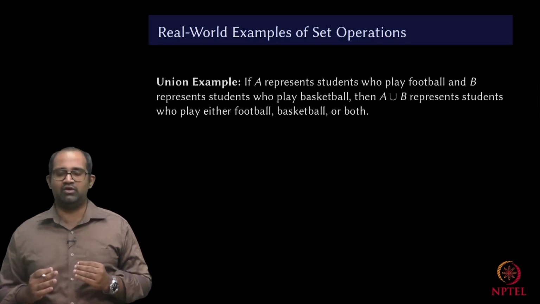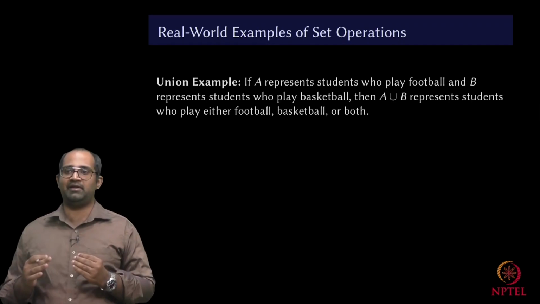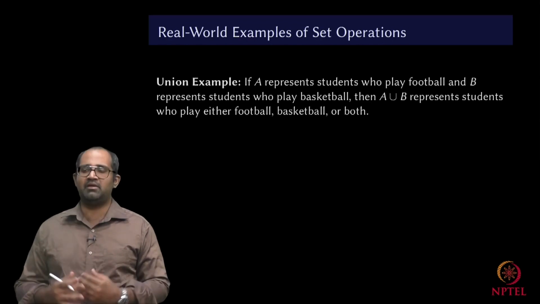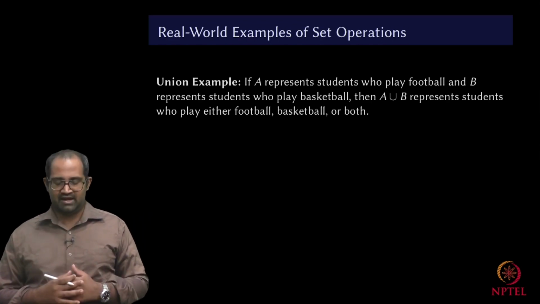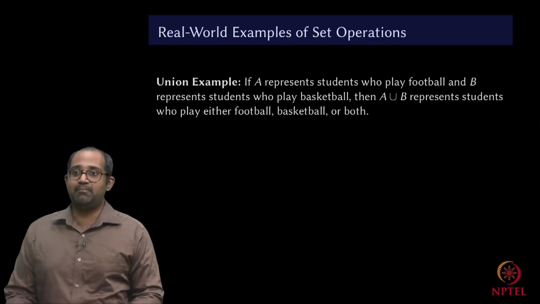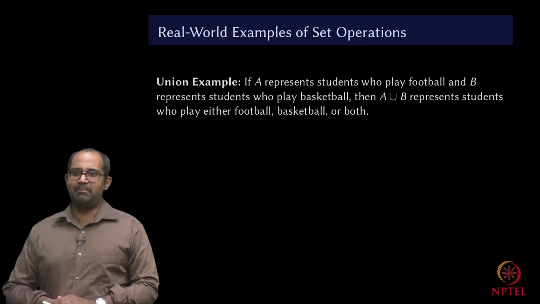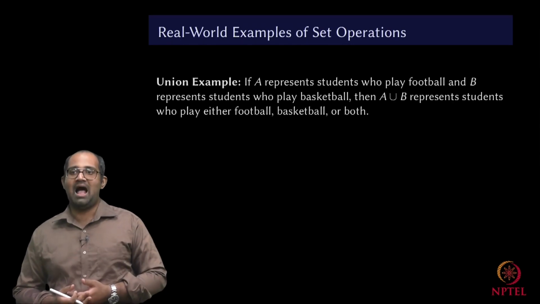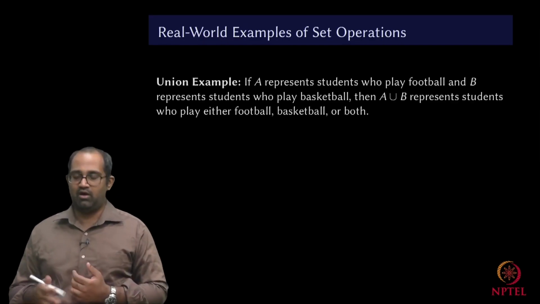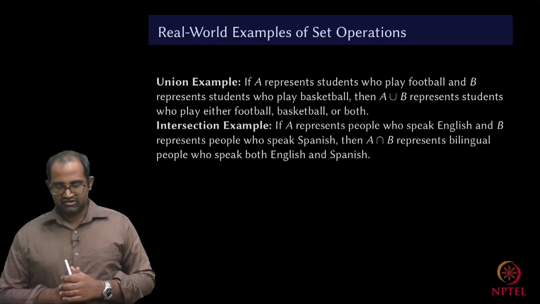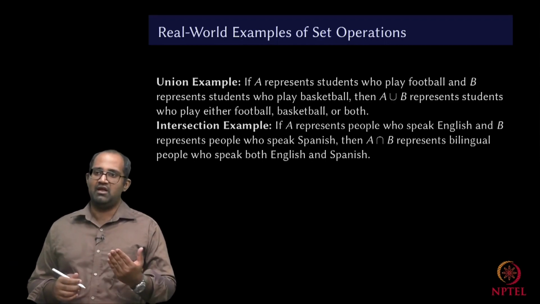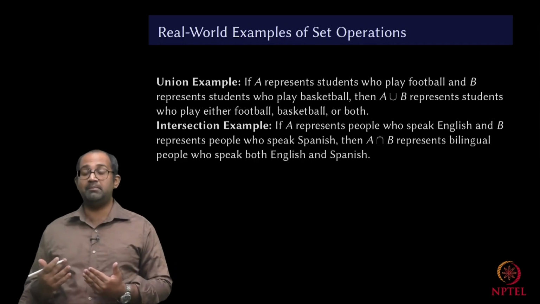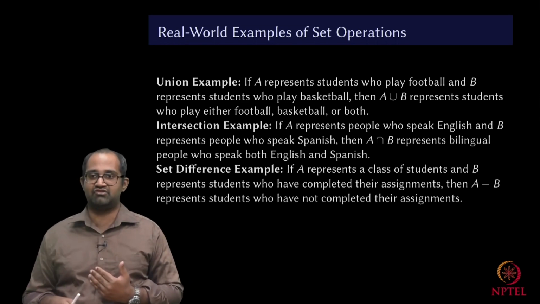If you have thoroughly understood the previous slides, I strongly recommend that you stop the video now and move on to more interesting things, but I am going to spend some time giving some real world examples of set theoretic operations and identities. So, if A represents students who play football and B represents students who play basketball, then A union B represents those who play either football or basketball or both. For intersection, if A represents people who speak English and B represents people who speak Spanish, then A intersection B represents people who can speak both English and Spanish.